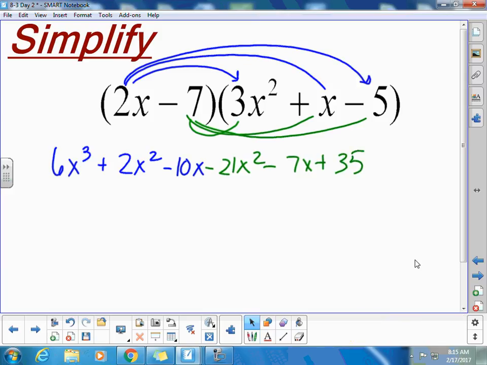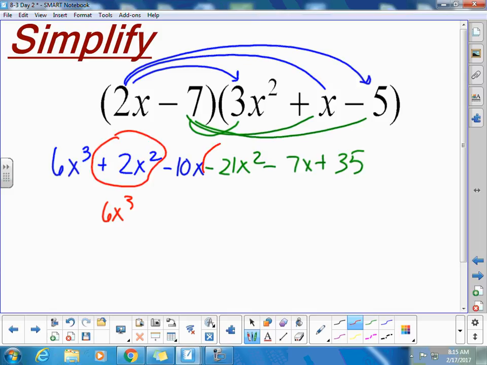And we do have some like terms here. So I don't have any other x to the 3rds, but we want to write them in standard form, so I always start with the highest exponent. I do have multiple x to the 2nds. Here's 2x to the 2nd, and there's negative 21x to the 2nd. So I have negative 19x to the 2nd. And then I have some x's, negative 10x there, negative 7x there. So combining them, minus 17x. And then plus 35. So 6x to the 3rd minus 19x squared minus 17x plus 35 is your result after you multiply that out.